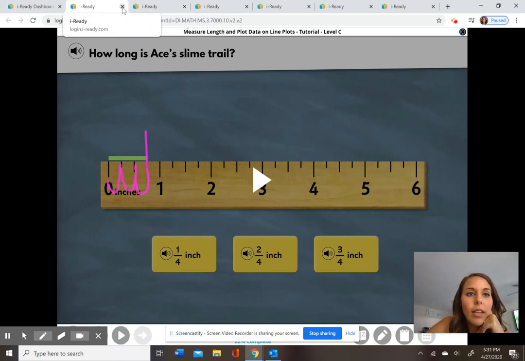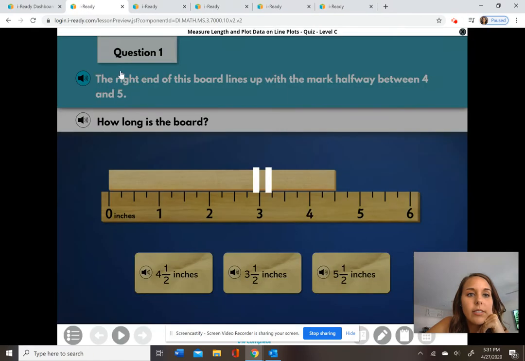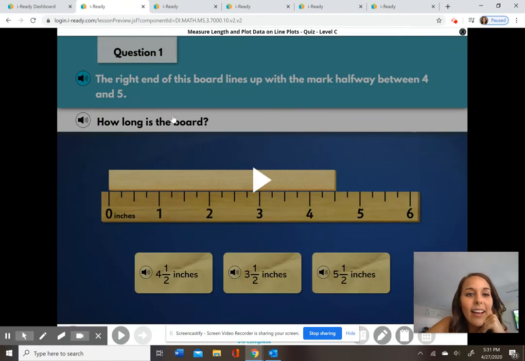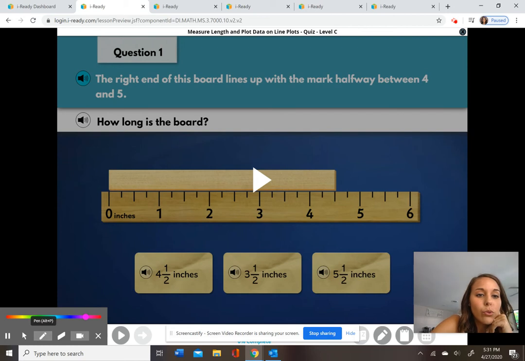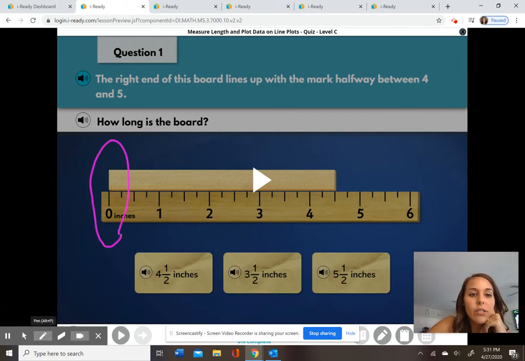And let's see what the next one is. You hear Mila in the back. So I want you to look at this one. And the biggest thing when it comes to rulers and measuring length is that your ruler lines up with the zero, just like this one does. As you can see, it's right on the zero.